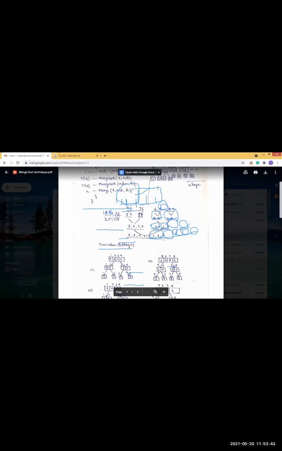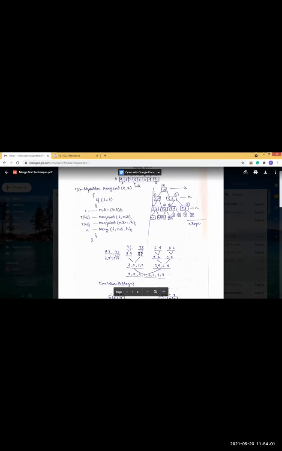So this is basically the process in which merge sort works. So now, what will be the time complexity? What will be the time complexity of merge sort? Now you see the time complexity of merge sort.